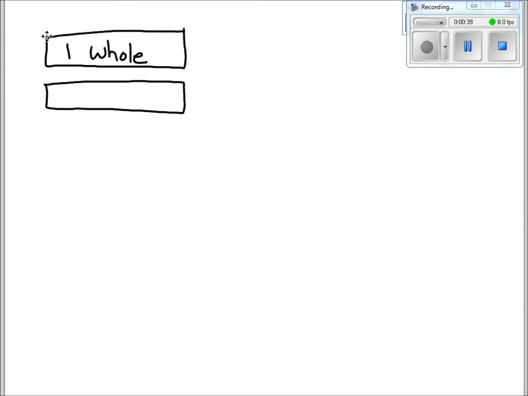So let's divide our whole into halves. So I'll find the middle, draw my middle line, and then label. There's one half, and one half over there. If I were to add those up, just like we did on the homework, 1/2 plus 1/2 equals 2/2. And that equals the whole thing, one whole.